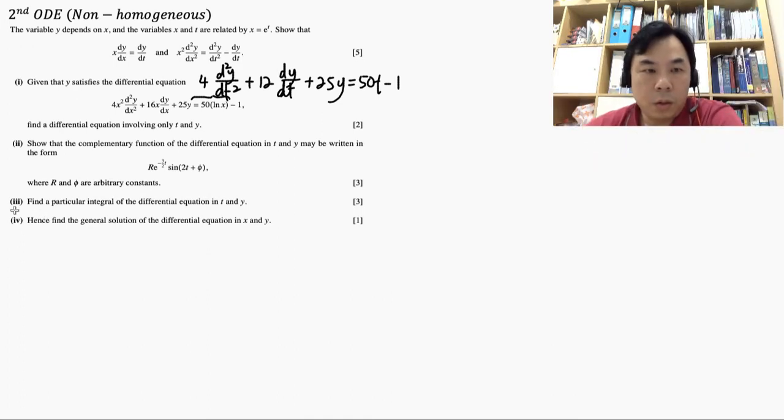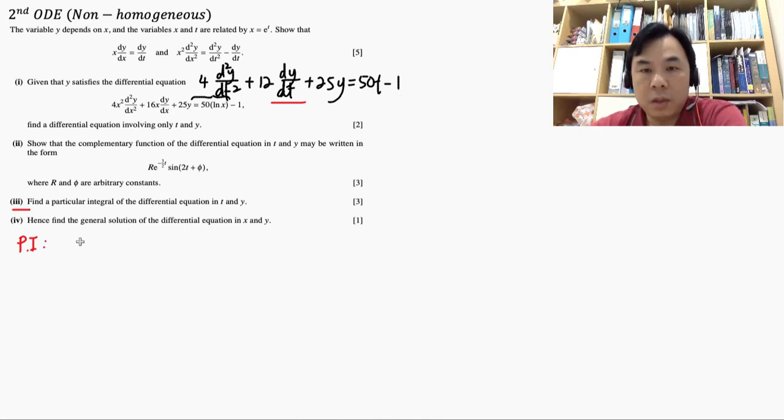All right, now let's take a look at question number 3. Find a particular integral of the differential equation in t and y. Now, just for reference, the equation that we have obtained in t and y is given as such. Now we are going to refer to its non-homogeneous section, which is shown as 50t minus 1 here. For that, we're going to make assumptions about our particular integral.